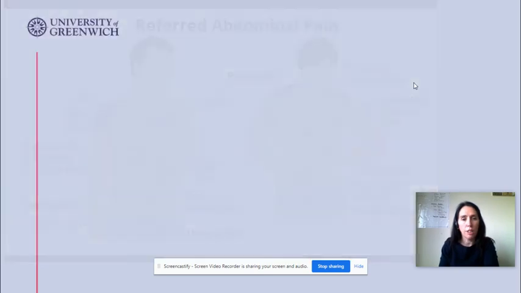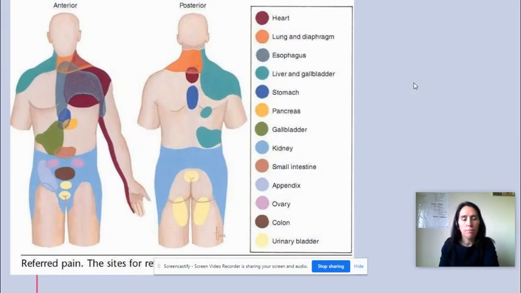A more general diagram. This is not just abdominal conditions. This is other conditions of the body and where you might find the referred pain. Feel free to pause at this stage. I wish I had a drink. I'm kind of dry.